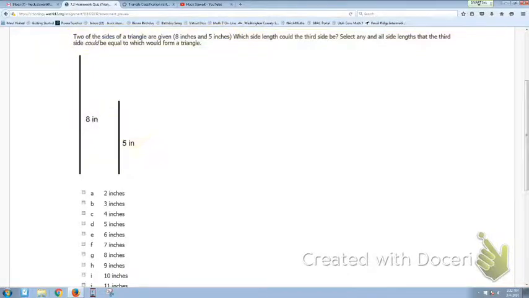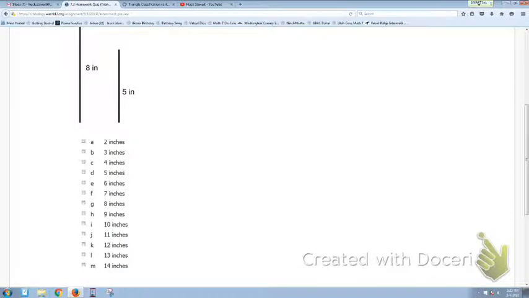So what you're going to do is think to yourself, okay, if I have a side length of 8 inches and 5 inches, could a 2-inch stick be the third side, and could I form a triangle with that? Yes or no? If it's a yes, check it. If not, leave it blank. And that's what you're going to do.